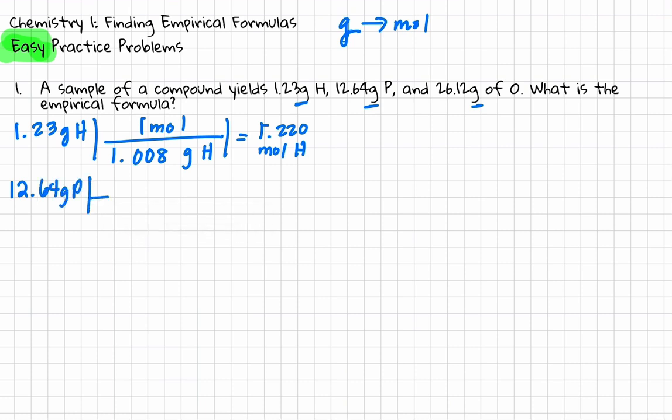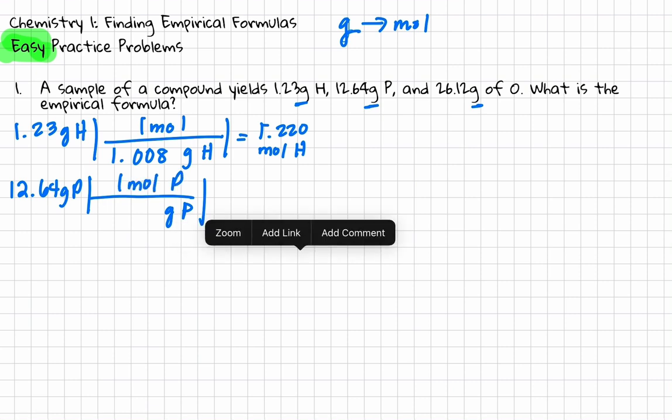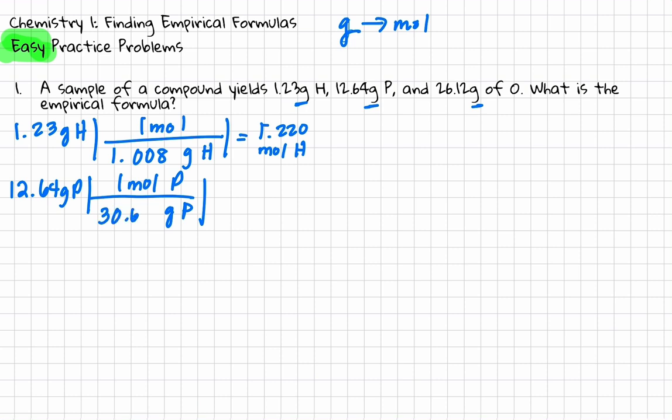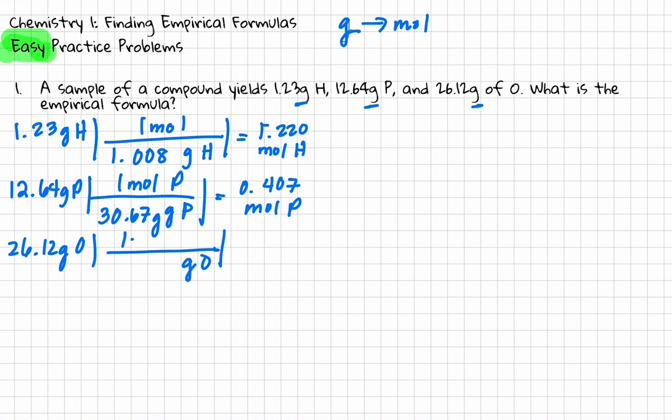We have 12.64 grams of phosphorus. So grams of phosphorus can be converted to moles of phosphorus, and per the periodic table, the bottom is going to be 30.67 grams. Do that math, we end up with 0.407 moles of phosphorus. And then lastly, we have 26.12 grams of oxygen. 1 mole of oxygen, the periodic table states it to be 16.00 grams. And that math comes out to 1.633 mole oxygen.